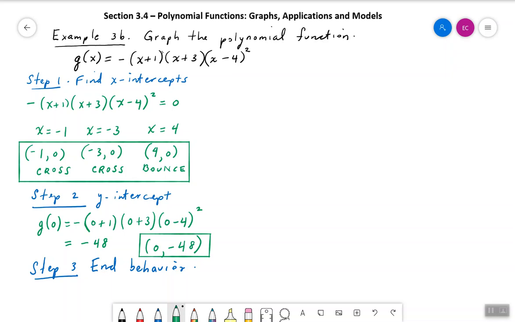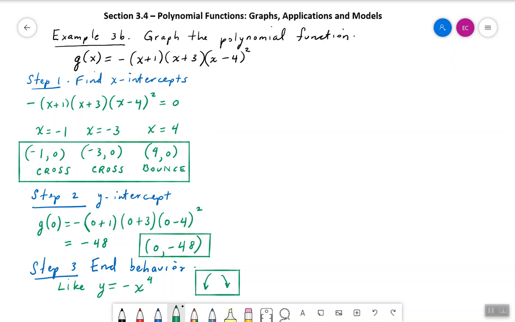So this is x to the first power multiplied by x to the first power. That's x to the second. And then you have x to the second here. x to the second times x to the second is x to the fourth. And don't forget that negative sign in front. So the end behavior is like negative x to the fourth, which means that we're going to point down at the left and the right ends of the graph.